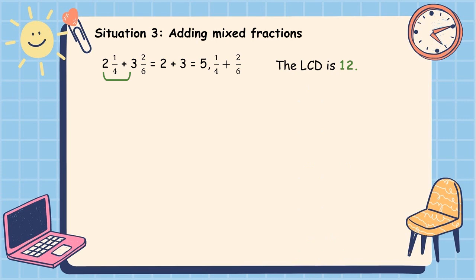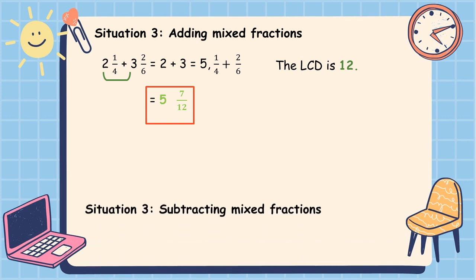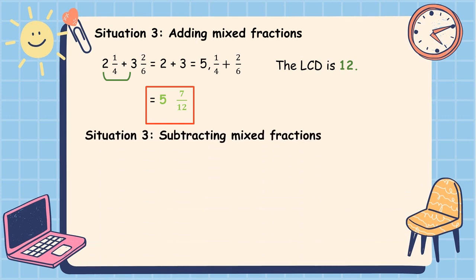And then, since we have different denominators for each fraction, we are going to find the LCD. For this one, the LCD for 4 and 6 is 12. Just perform the same process from situation 1 and situation 2, wherein we divide the LCD by the denominator and multiply the answer by its numerator. Once you follow the process, the answer would be 5 and 7/12.